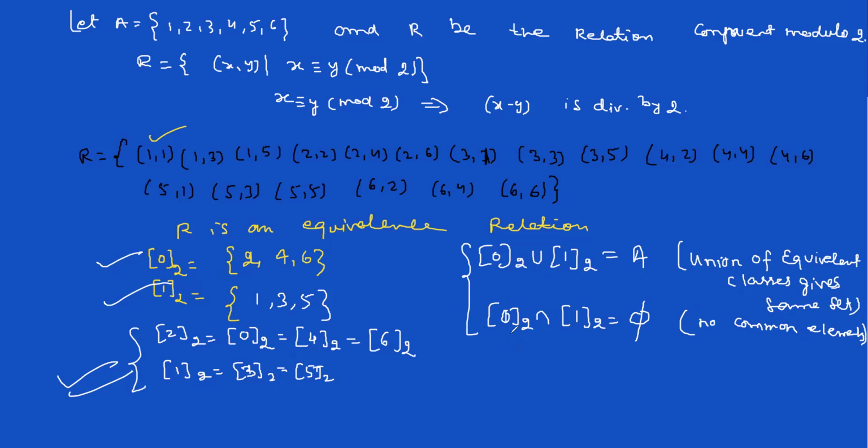See, when any number is divided by m, the remainder will always be from 0 to m minus 1. If divided by 2, the remainder will be either 0 or 1. Remainder 0 means perfectly divisible. So what are the numbers perfectly divisible by 2? It will be 2, 4, 6, right? Yes, that is enough. Note down this.